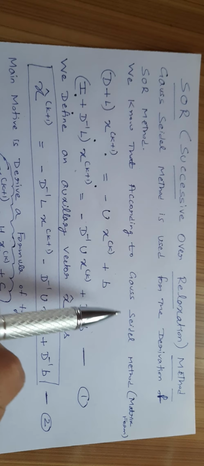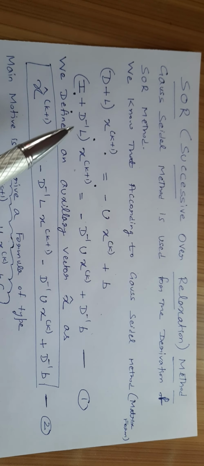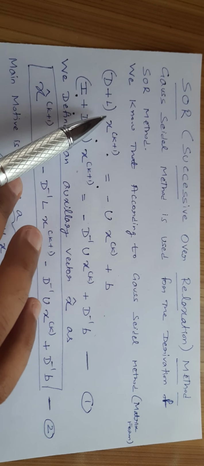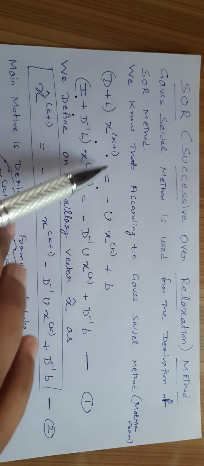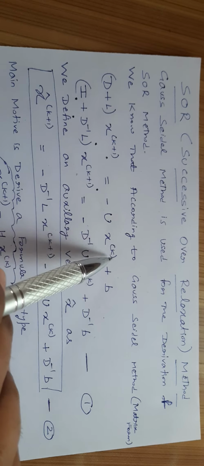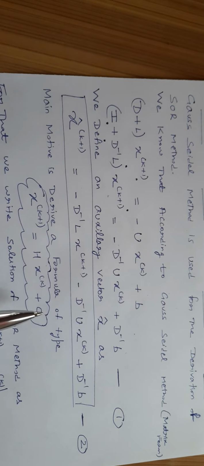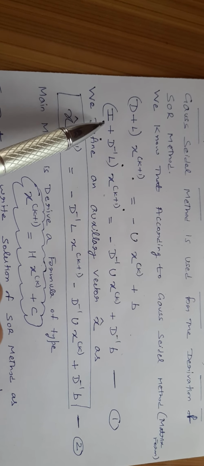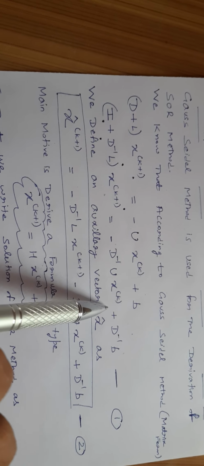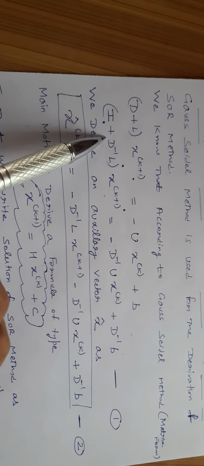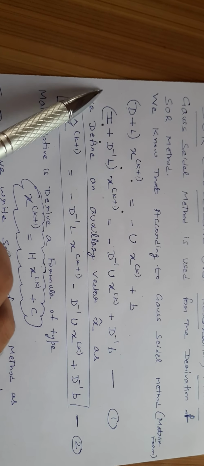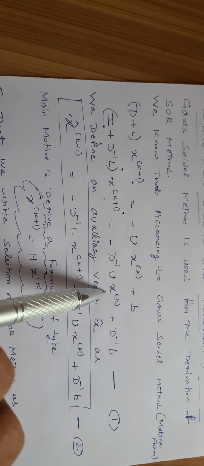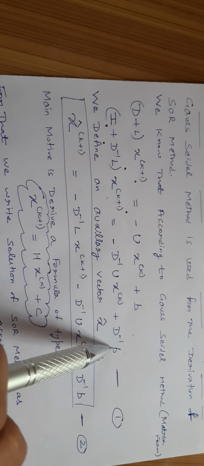And we know the formula for Gauss Seidel method in matrix form is like this. Bracket d plus l bracket close x raised to power k plus 1 is equal to minus u x raised to power k plus b. Now what we will do, we will multiply the whole equation both side with d inverse. So we get this equation. I plus d inverse l in brackets x raised to power k plus 1 is equal to minus d inverse u x raised to power k plus d inverse b.